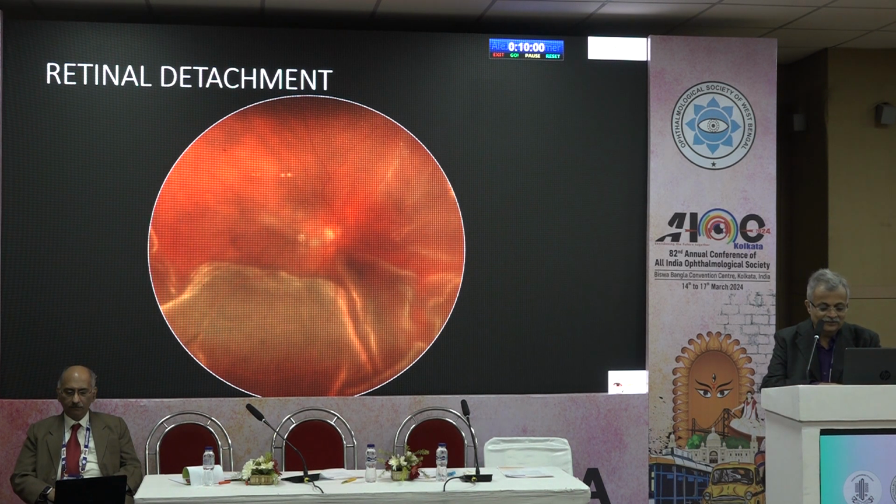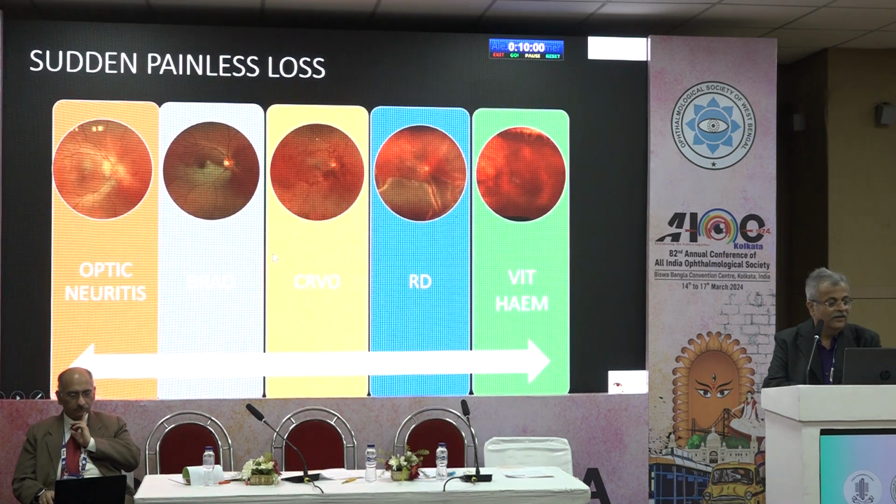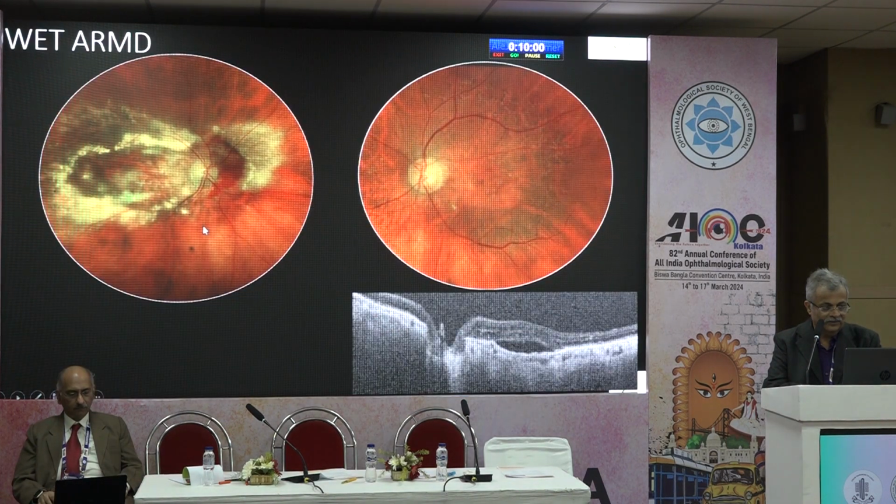Patient may not realize which eye he has less vision. Now this is a classic case of vitreous hemorrhage where you can see the details of retina here in the periphery, and these are the hemorrhages which is obscuring the vision. So these are all photographs which we discussed of sudden painful loss of vision.